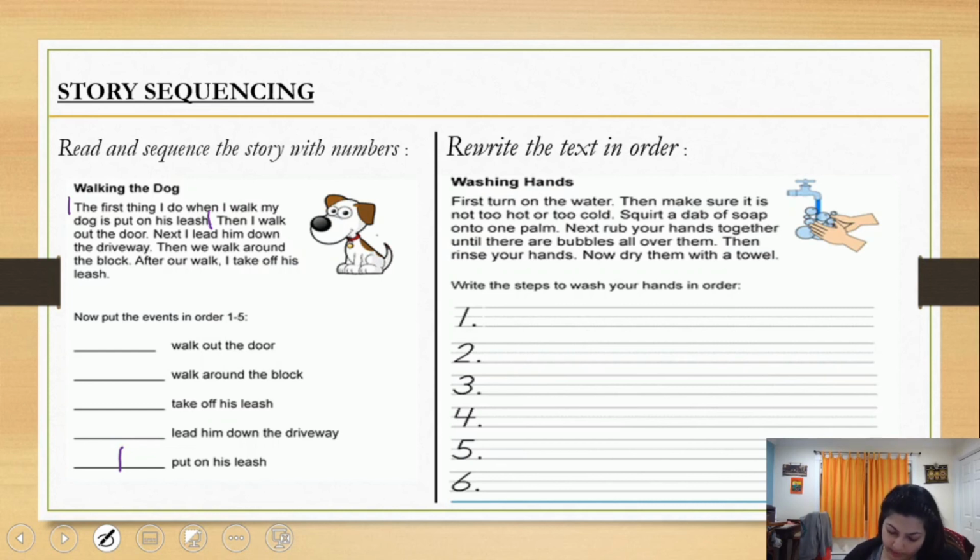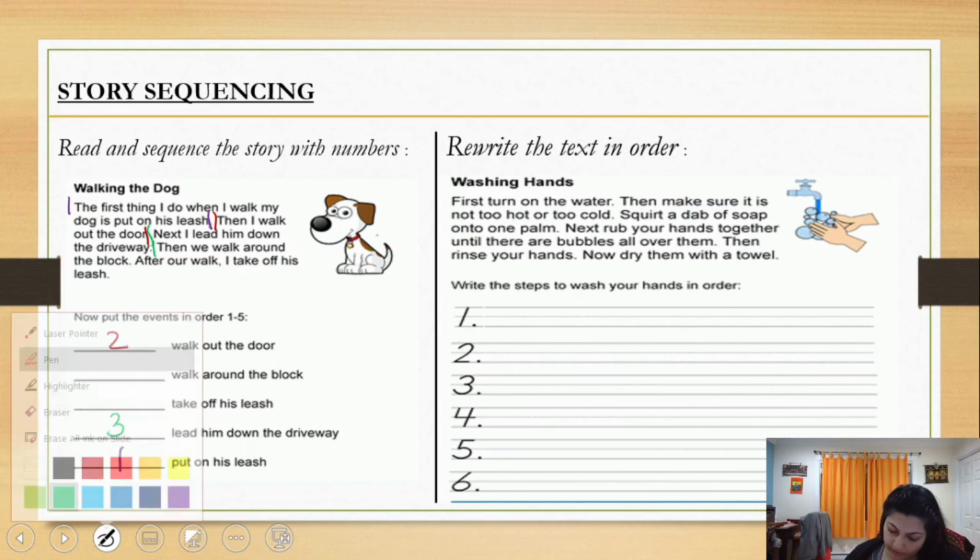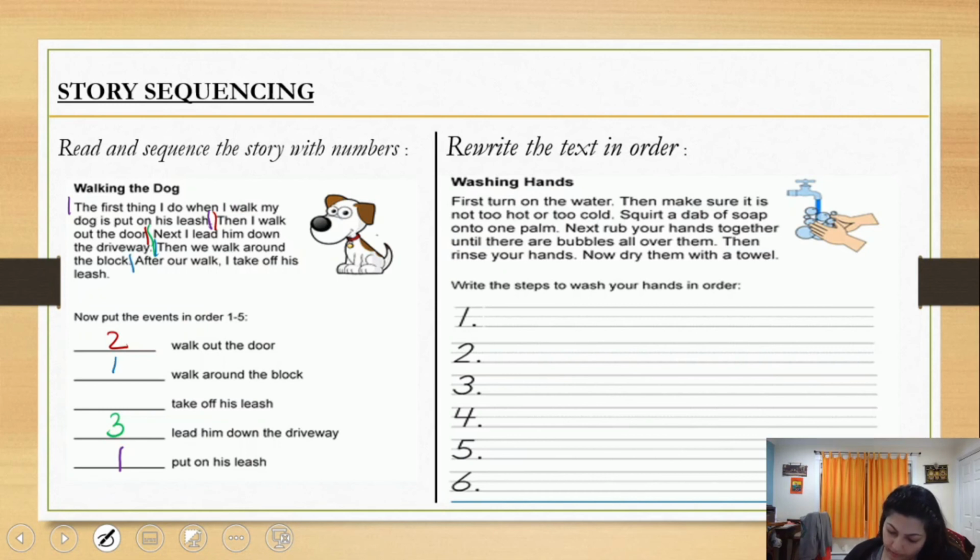Then continuing from there, then I walk out the door. So then you walk out of the door. Next, I lead him down the driveway. Lead him down the driveway. You read one at a time and do it. Then we walk around the block. After our walk, I take off his leash because that's what was left.